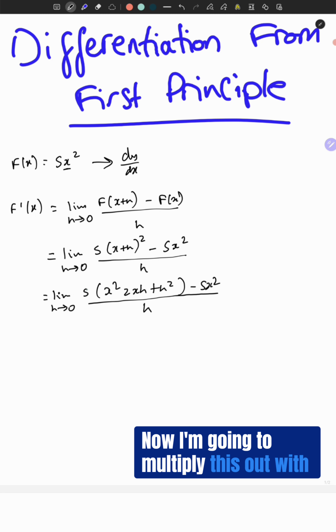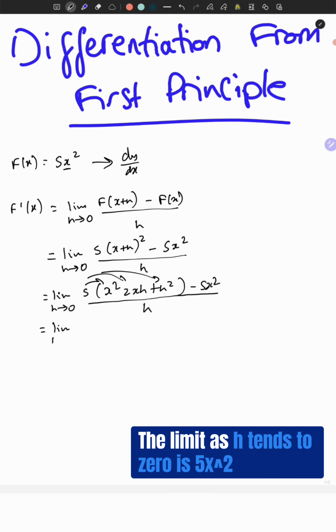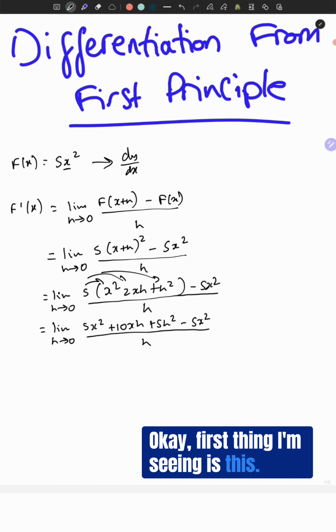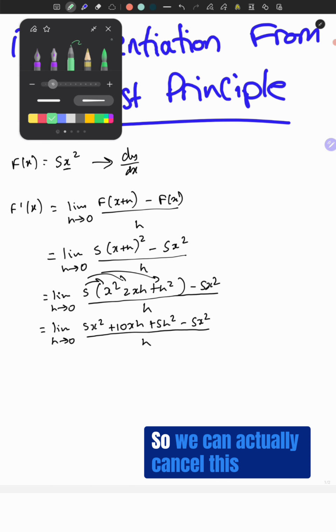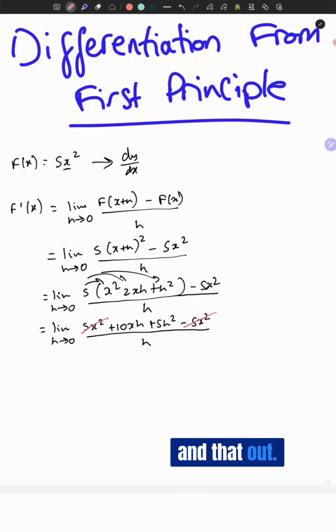Now I'm going to multiply this out with everything over here. Okay, so let's carry on. The limit as h tends to 0 is 5x squared plus 10xh plus 5h squared minus 5x squared, all divided by h. Okay, first thing I'm seeing is this. So we can actually cancel this and that out.